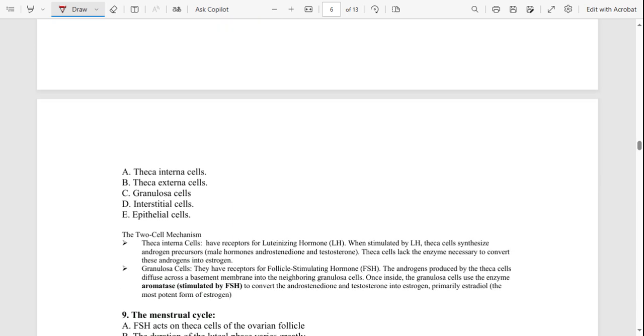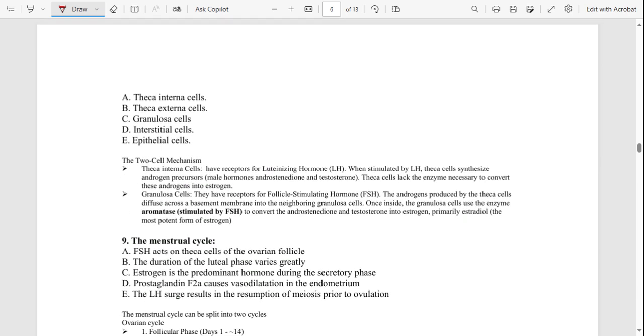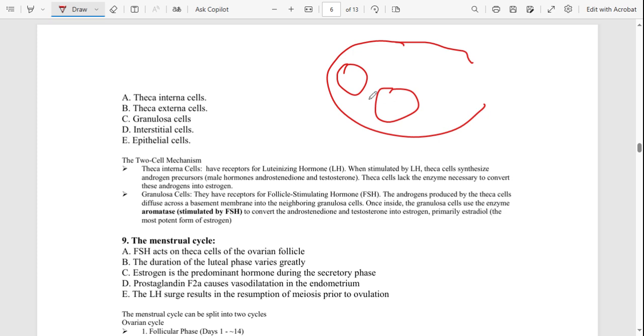Okay. So there is what is known as the two-cell mechanism. In this mechanism, when you look at the ovary, it has got these follicles that are in different phases. But if you just pick one follicle, the follicle is going to have layers. The outermost layer will be the theca externa, a bit inside is the theca interna, and then you have got the granulosa cells, okay, and the other components.